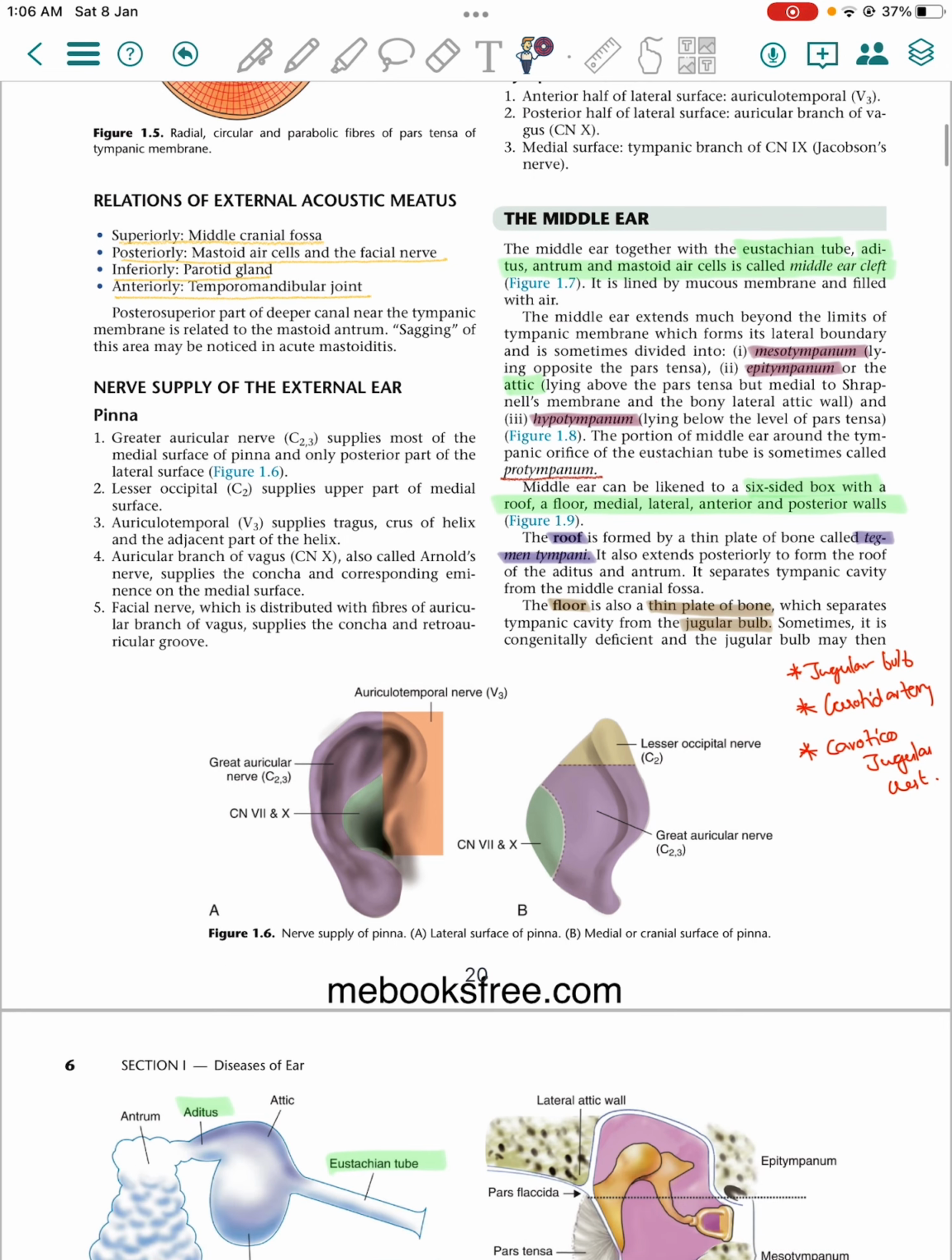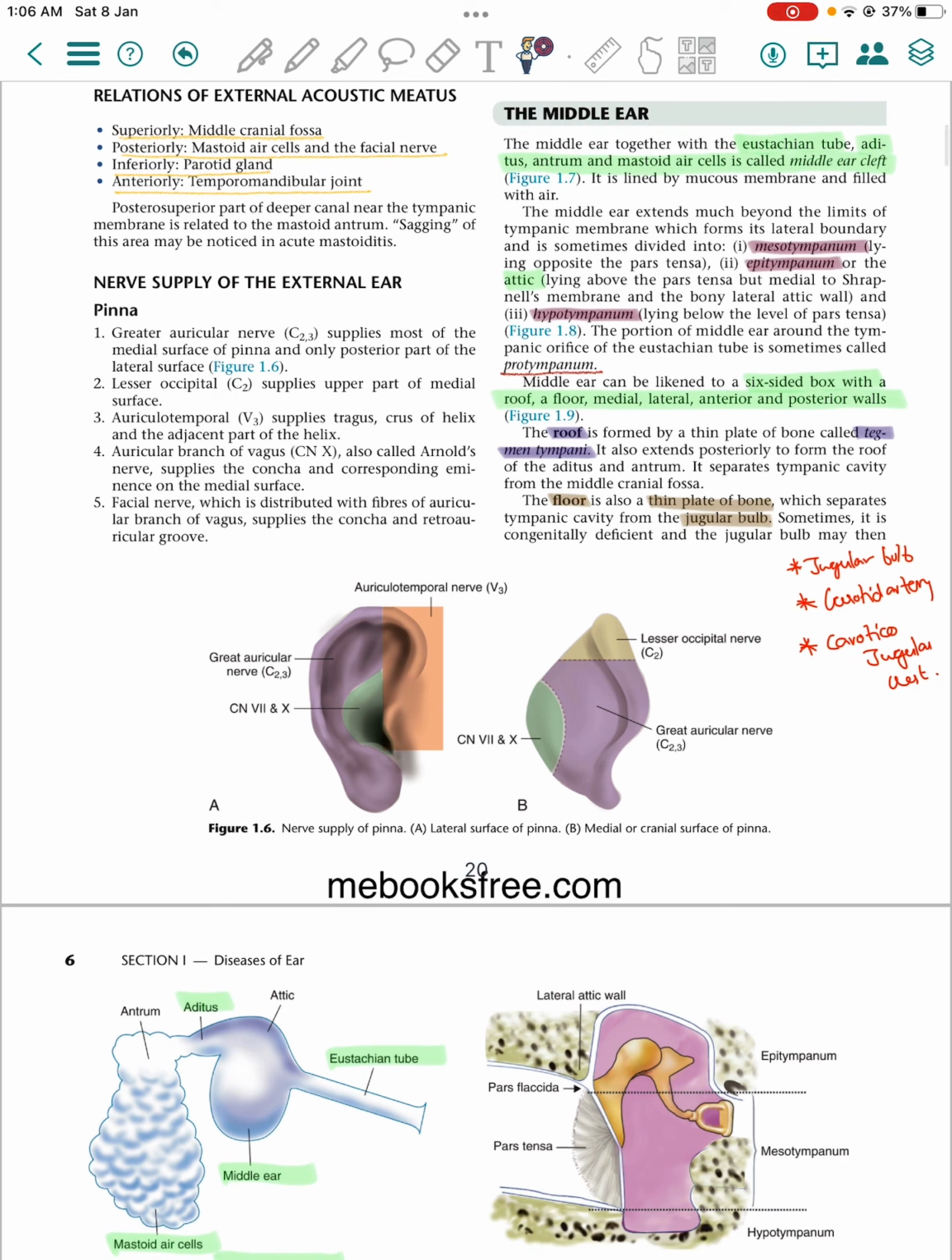Basically this middle ear is a six-sided box. Think that you are sitting in a room consisting of four walls and above a roof and a floor. Okay, guys. So let's go into each side. Okay, first coming to the roof.